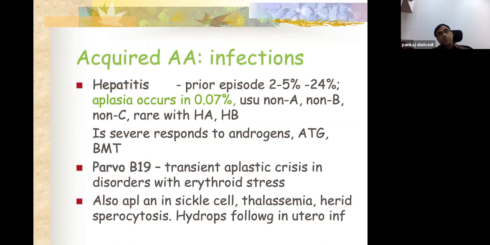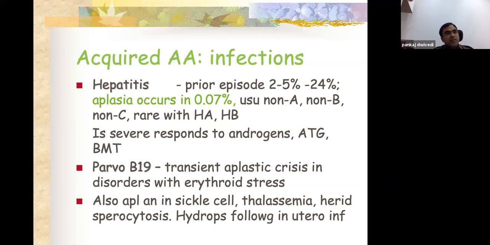So hepatitis: prior episode 2 to 5% to 24%, aplastic anemia occurrence 0.07%, usually non-A, non-B, non-C, rare with hepatitis A and B. When severe, this aplastic anemia may respond to androgen, ATG or BMT. Parvovirus B19 causes transient aplastic crisis in disorders with erythroid stress. So what are the causes of erythroid stress? You know, sickle cell or thalassemia or hereditary spherocytosis; it can cause hydrops following in utero infections.